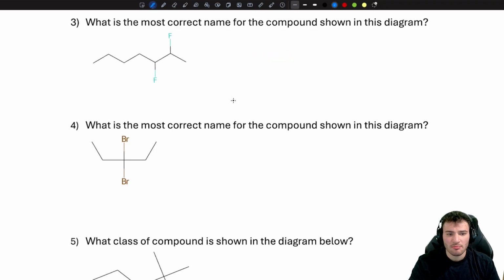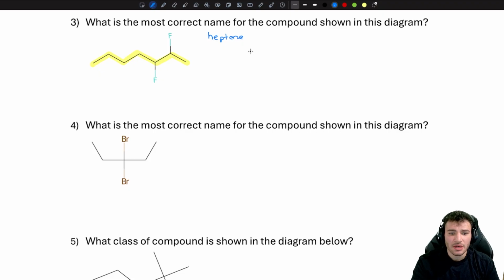Question 3, what is the most correct name for this compound shown in this diagram? Again, we're asked for an IUPAC name. Let's find the parent chain. There's only one chain possible, so 1, 2, 3, 4, 5, 6, 7. So we have 7 carbons, meaning that our parent chain name should be heptane.